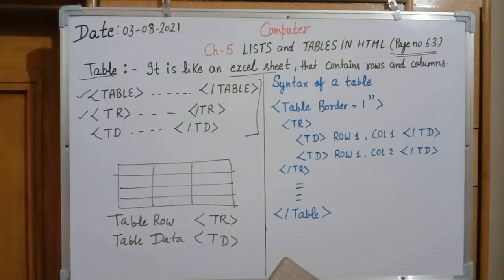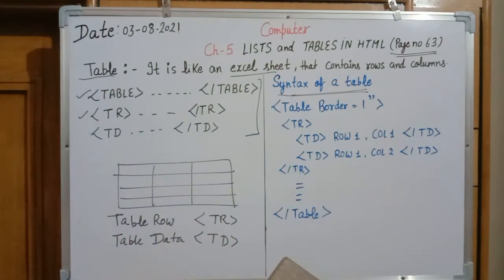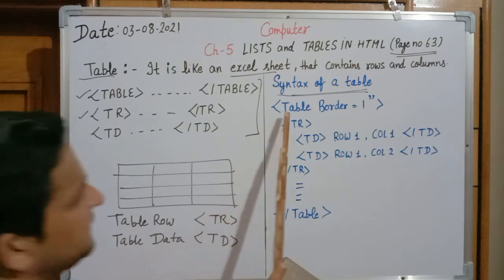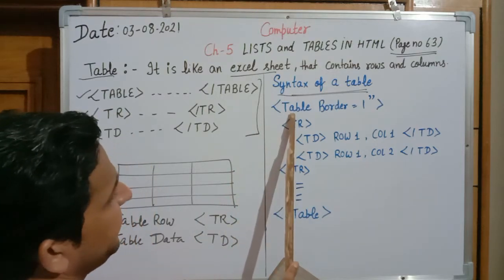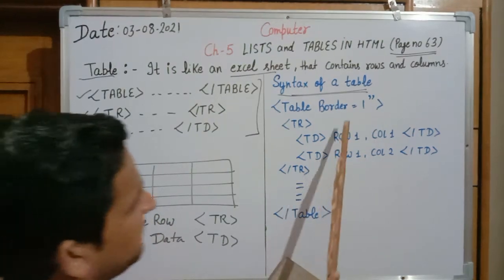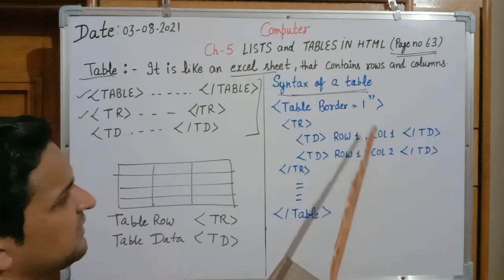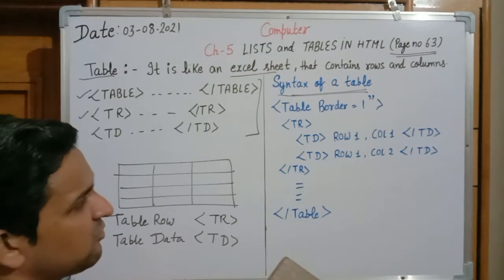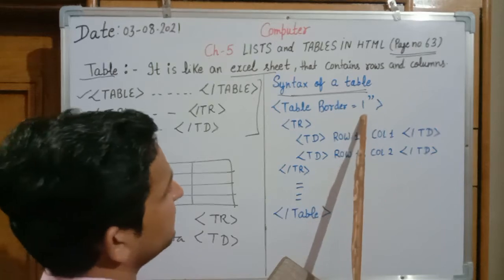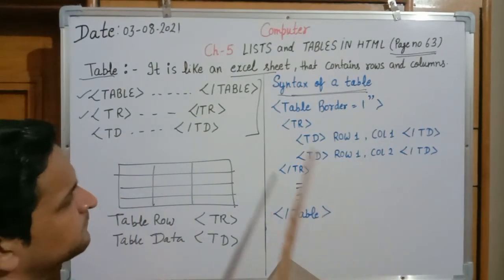So what is the basic structure of an HTML program for a table? Let's go through it. For that, we will start with the table tag. In the table tag, we are using an attribute. The name of the attribute is border, and in border we are giving value 1. The border value can be 1, 2, 3, 4, 5, whatever you want to give, depending on how dark or how light you want it to show.